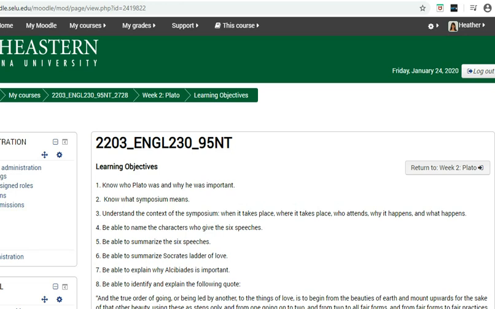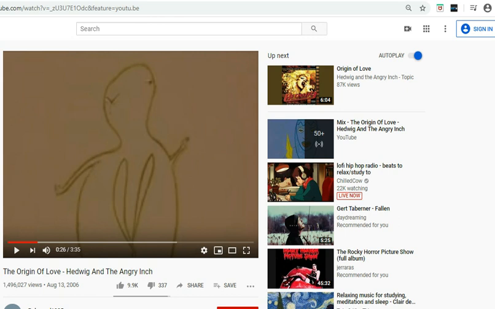The next person to speak is Aristophanes, and he's probably my favorite of all the speeches. He gives the speech and it's this sort of silly story of the origin of love and where it came from before humans. There were these other beings.